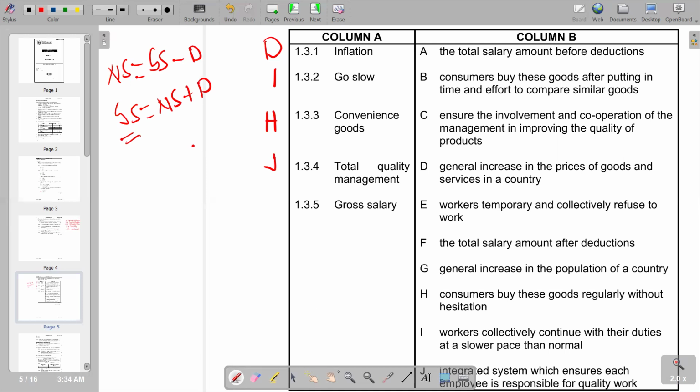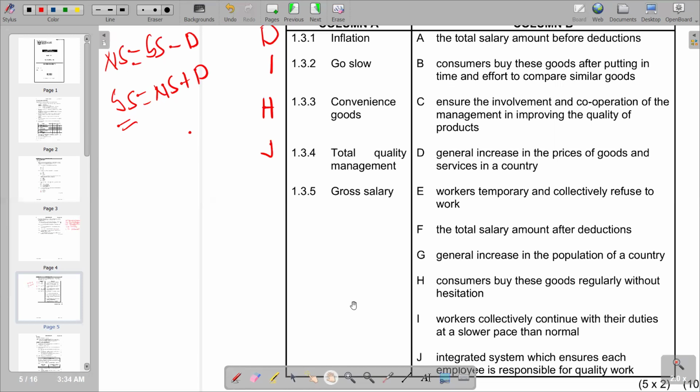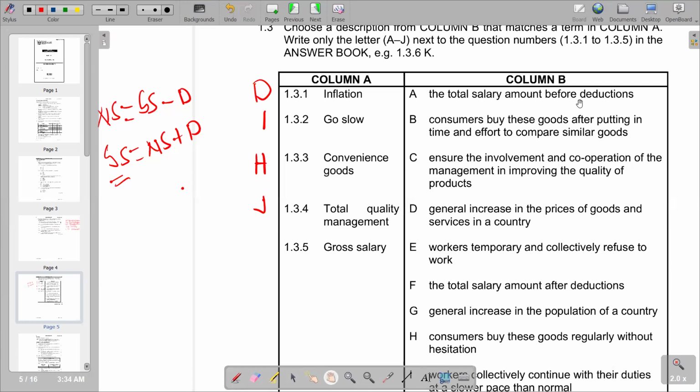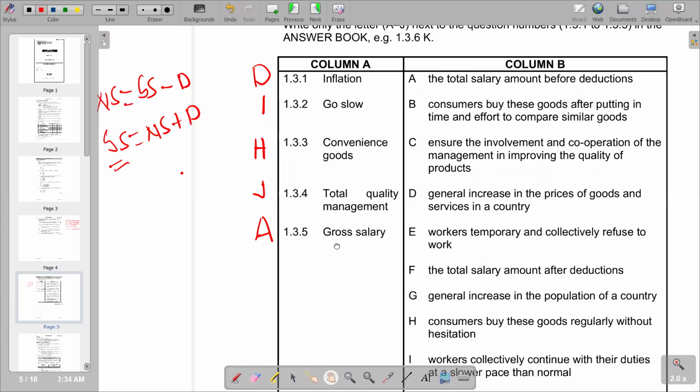So we go to our responses and try to see what we have. You go to A, the total salary amount before deduction, which is exactly the explanation that we are looking for. So here we've got A. So this becomes the last part of the question.